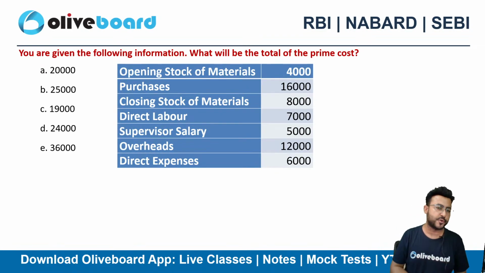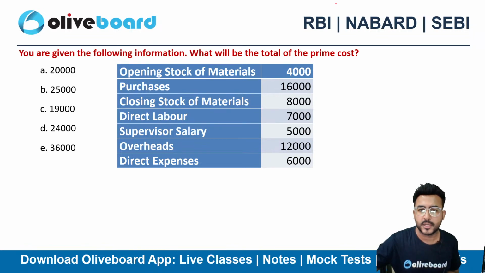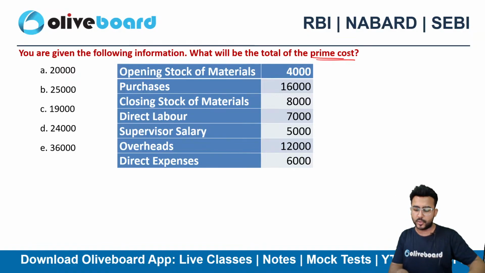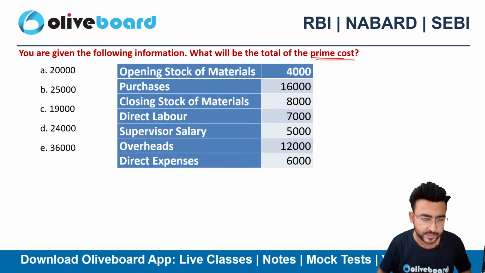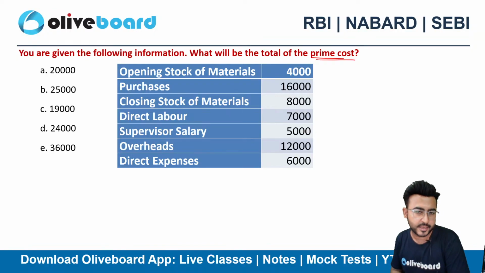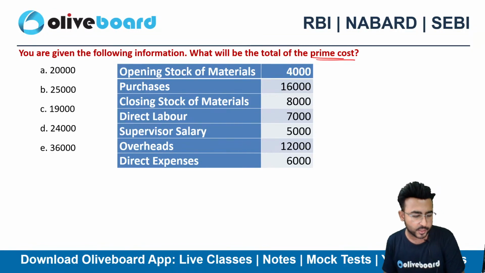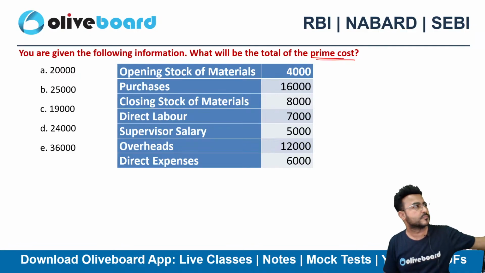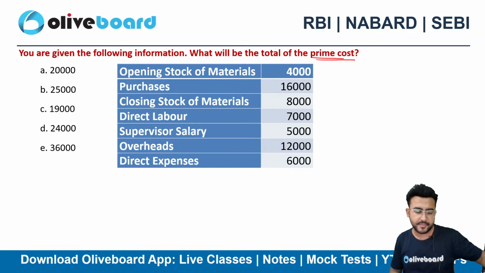The very first question for today: you are given the following information. What will be the total prime cost? Let's start with the easy question. Here you need to ascertain the total of prime cost. A simple and straight question. They have given you opening stock of material, purchase, closing stock, direct labor, supervisor salary, overheads, direct expenses. What will be the prime cost here?